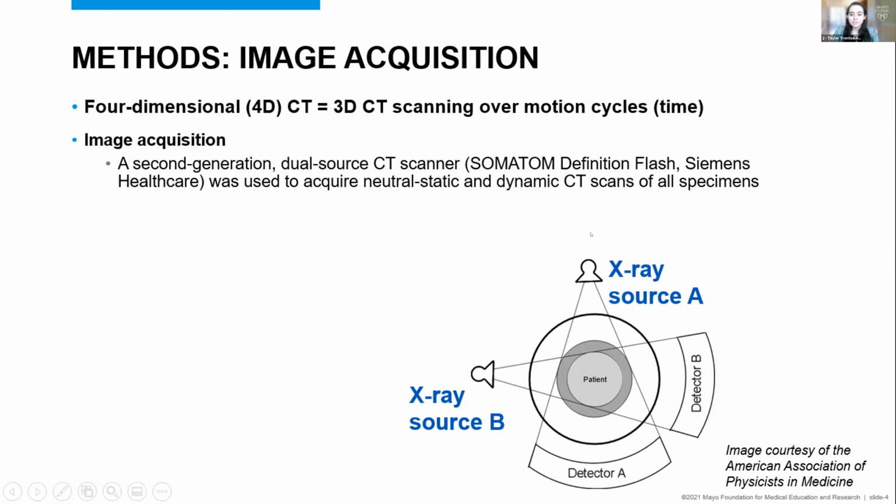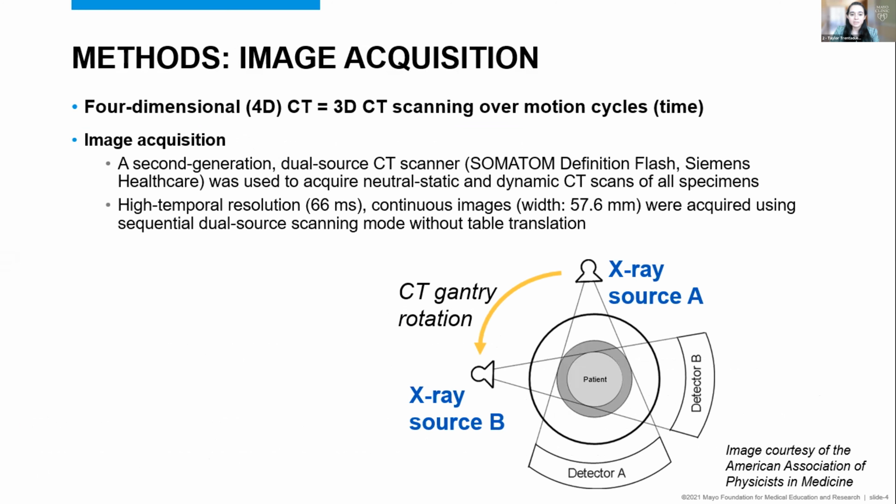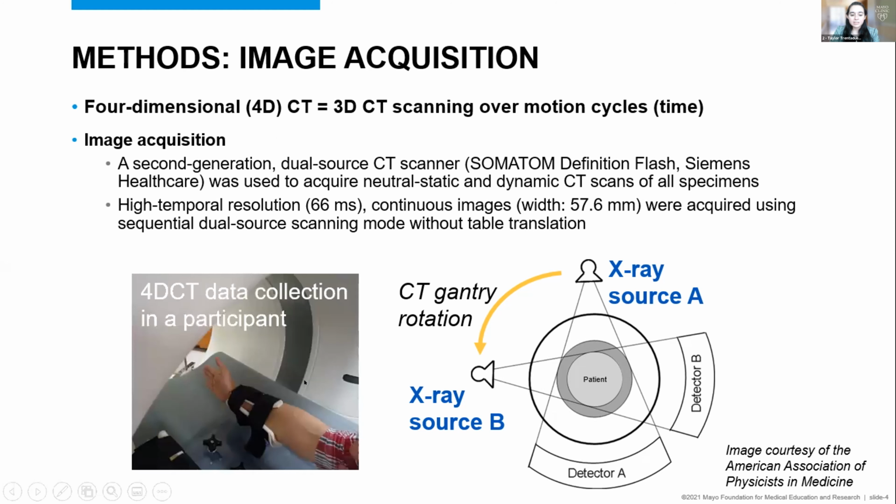For our image acquisition, we used a 2nd-generation dual-source CT scanner, which involves 2 X-ray sources with opposing detectors that are mounted within a CT gantry. This rotates during image acquisition for both the neutral, static, and dynamic CT scans of all specimens. This allows us to achieve high temporal resolution images of the wrist. This is an example of how a participant would be positioned within the CT scanner during their image acquisitions for both neutral and the motion conditions.